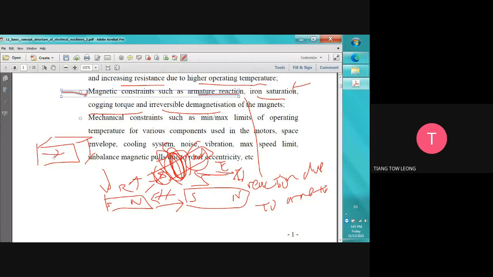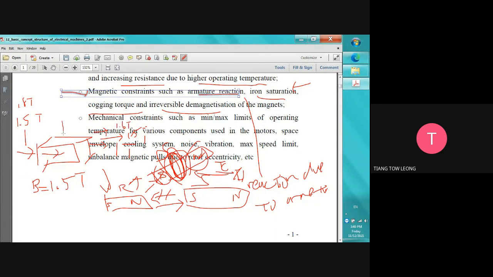If we know that the saturation is 1.5 Tesla, and we inject 1 Tesla, we may receive 1 Tesla. If we inject 1.5 Tesla, it may give us 1.5 Tesla. But if we inject 1.8 Tesla, maybe here we get only about 1.6 Tesla.